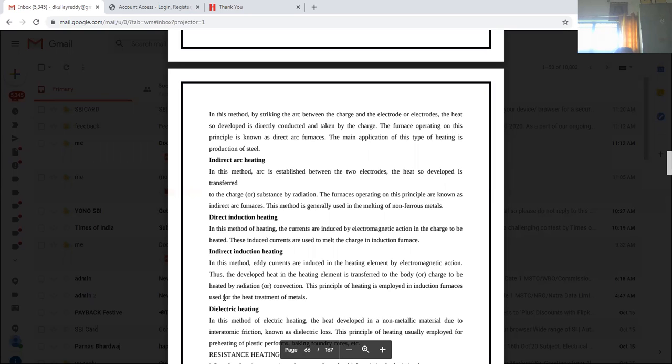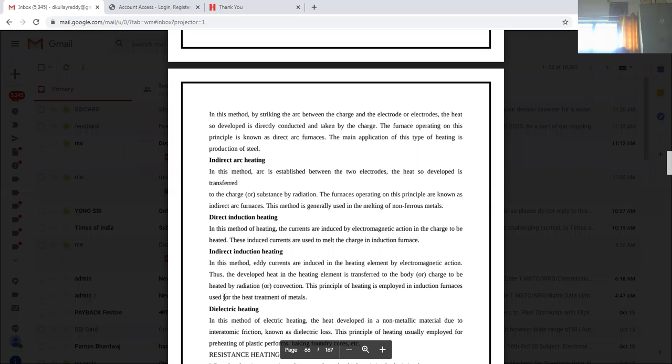Next is indirect arc heating. The arc is established between two electrodes, and the heat developed is transferred to the charge or substance by radiation. Like indirect resistance heating, the energy is transferred indirectly, here by the radiation process. An example application is the melting of non-ferrous metals.